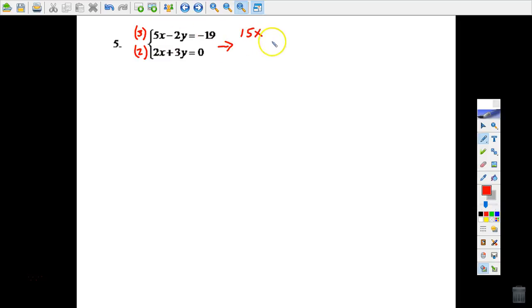But don't forget, though, to multiply by everything in the equation. 3 times 5x, 3 times negative 2y, and 3 times negative 19. And now multiplying by 2 on the bottom, 2 times 2x plus 6y, and that's 0. Okay, addition will eliminate y.